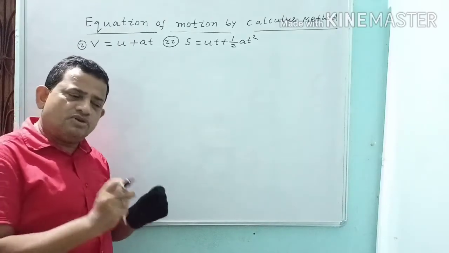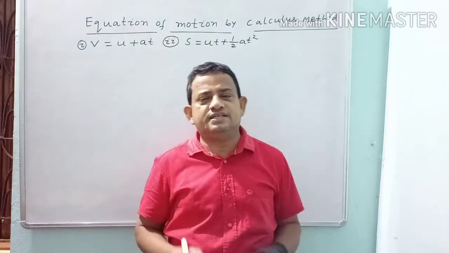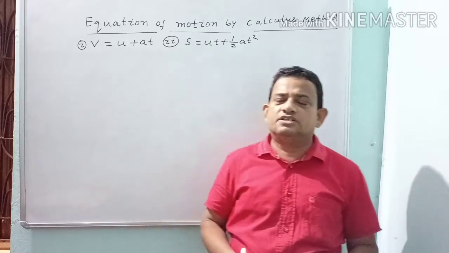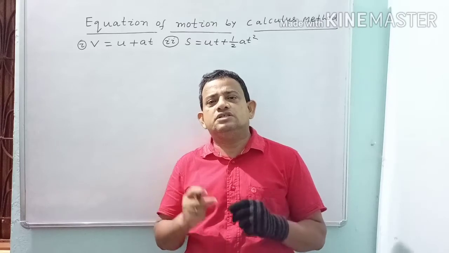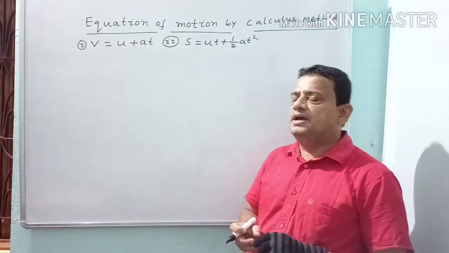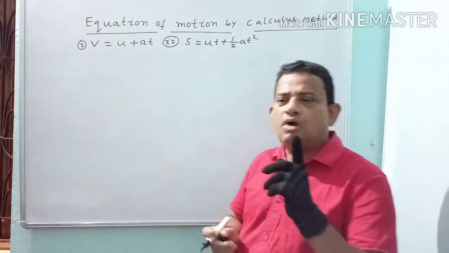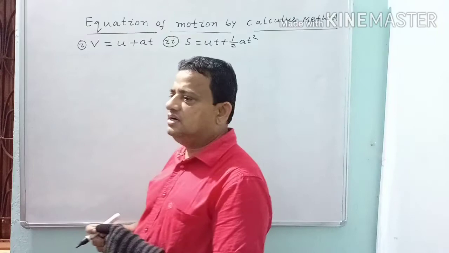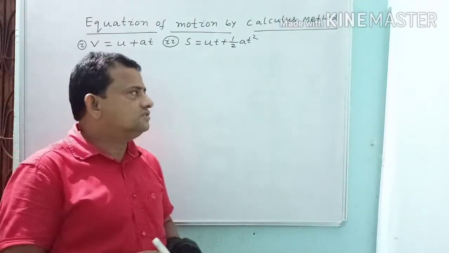Students, one thing you remember, these are vectors. Displacement is a vector, initial velocity u, final velocity v, a is the constant acceleration. These are vectors. But since we consider one-dimensional motion, I have eliminated those vector symbols.